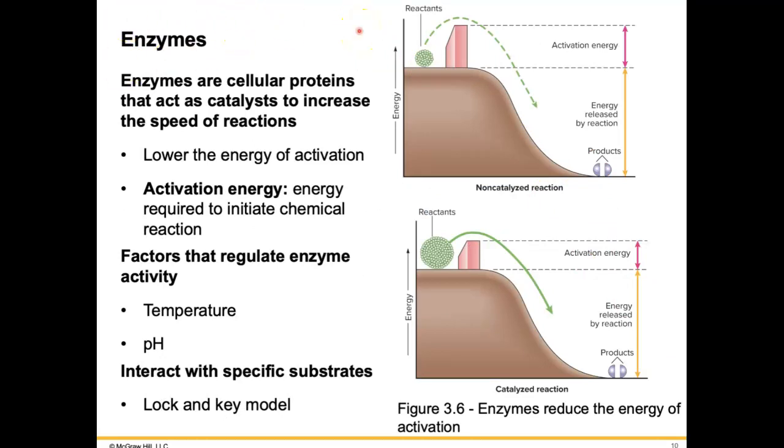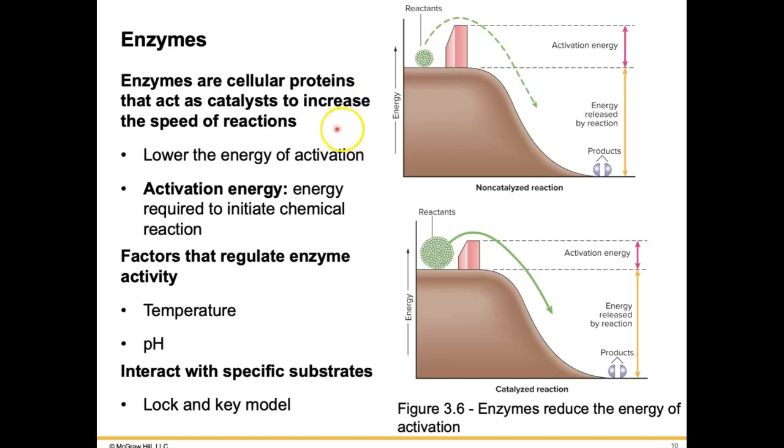Enzymes are large cellular proteins that act as catalysts to increase the speed of reactions. They don't necessarily cause the reaction to take place, but they can increase the rate and speed at which the reaction takes place. They are also not consumed in the reaction. By using enzymes, we are just increasing the probability of the reaction taking place.